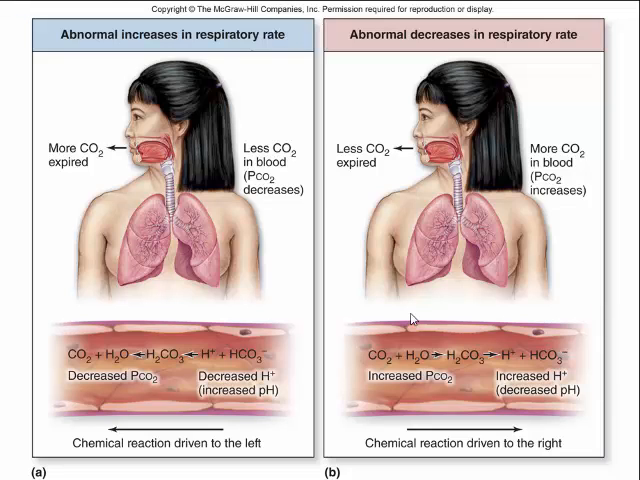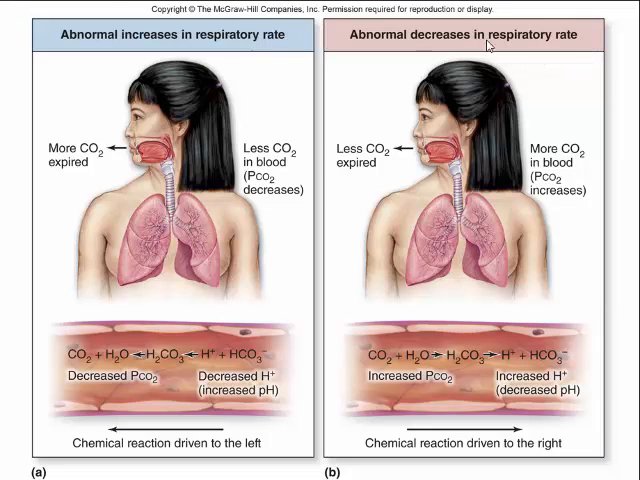Changes in respiratory rate likewise can cause acid-base imbalance. An abnormal increase in the respiratory rate means more CO2 expired, which means less CO2 in the blood, and a decreased CO2 in the blood means a lower amount of carbonic acid, and that is going to elevate the blood pH.